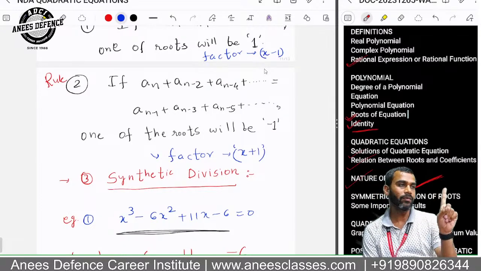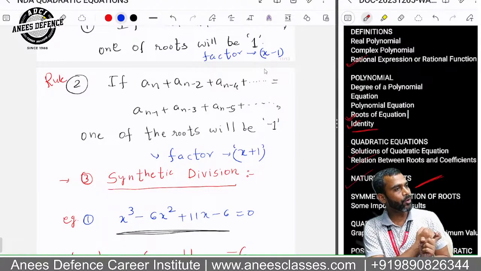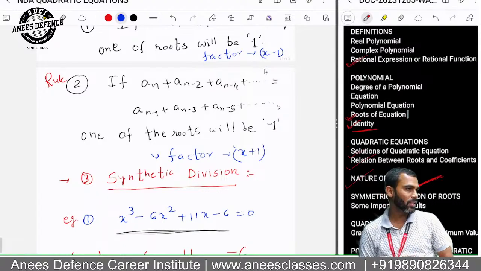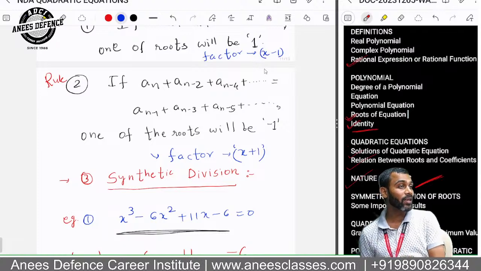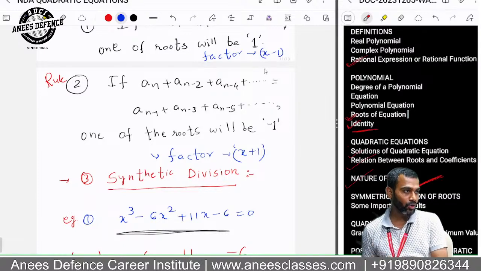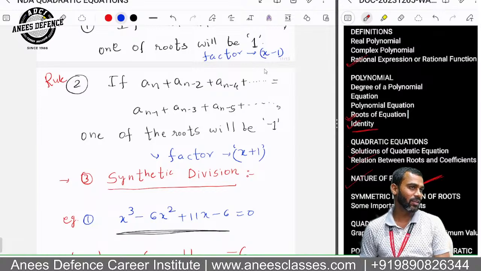It means one of the roots is 1. So we already know, if you are sure about the root, then you have to use synthetic division. If we have to check whether the given number is the root of the equation, then again, you have to use synthetic division. So every time you have to use synthetic division.